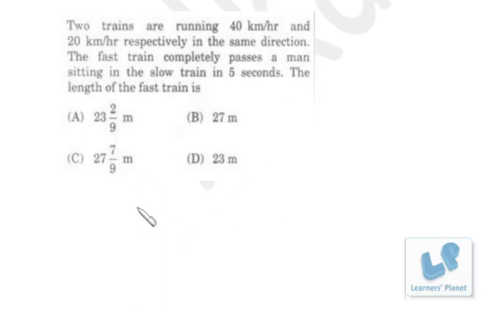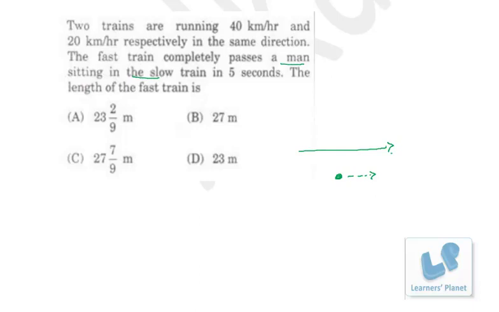Now this problem from trains. Two trains are running at 40 km per hour and 20 km per hour respectively in the same direction. The fast train completely passes a man sitting in the slow train in 5 seconds. What is the length of the faster train? Okay. See, in this case, the faster train is crossing a moving person, right? We don't have to consider the length of the slower train because the faster train is crossing a person sitting in the slow train, and this person is also moving in the same direction, right? So we don't have to consider the length of the smaller train.